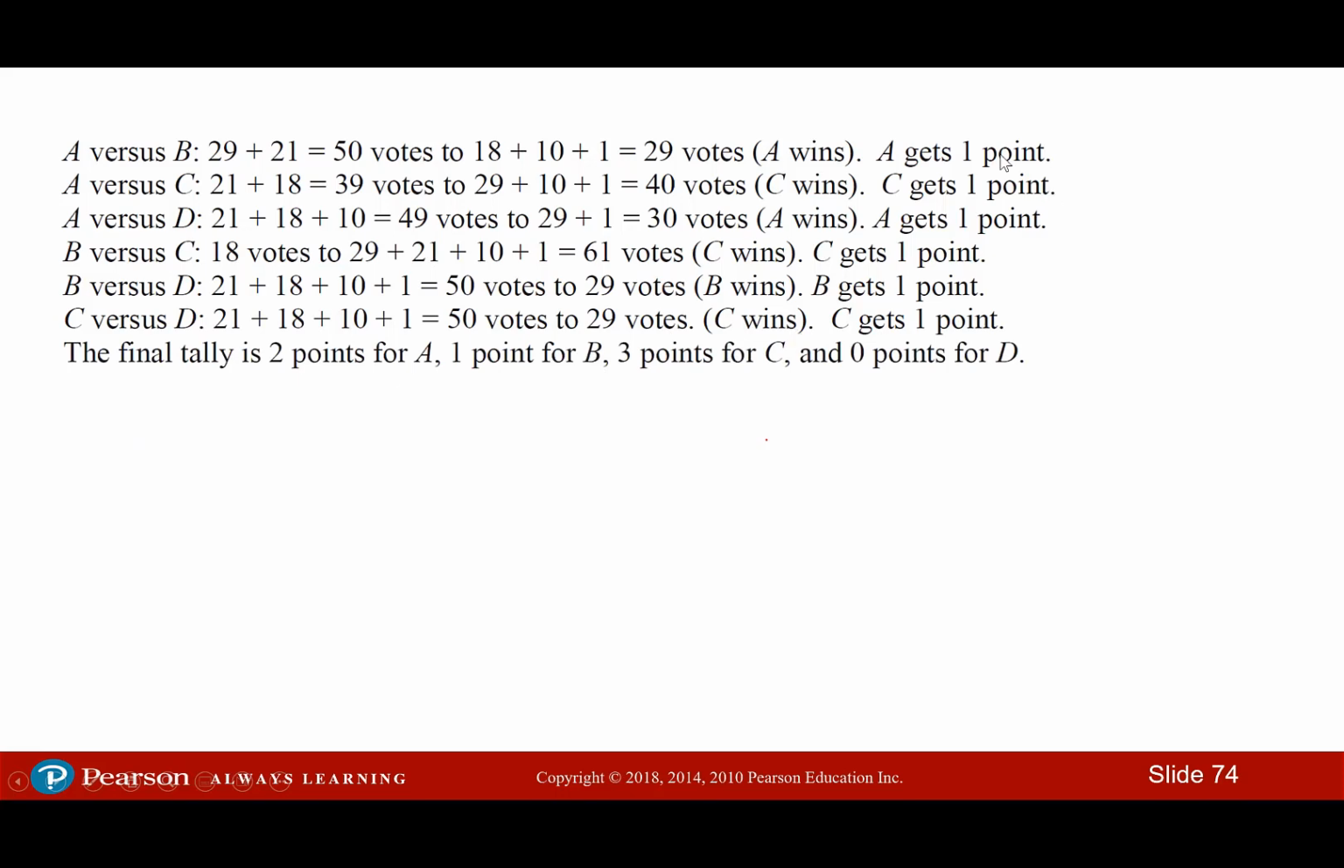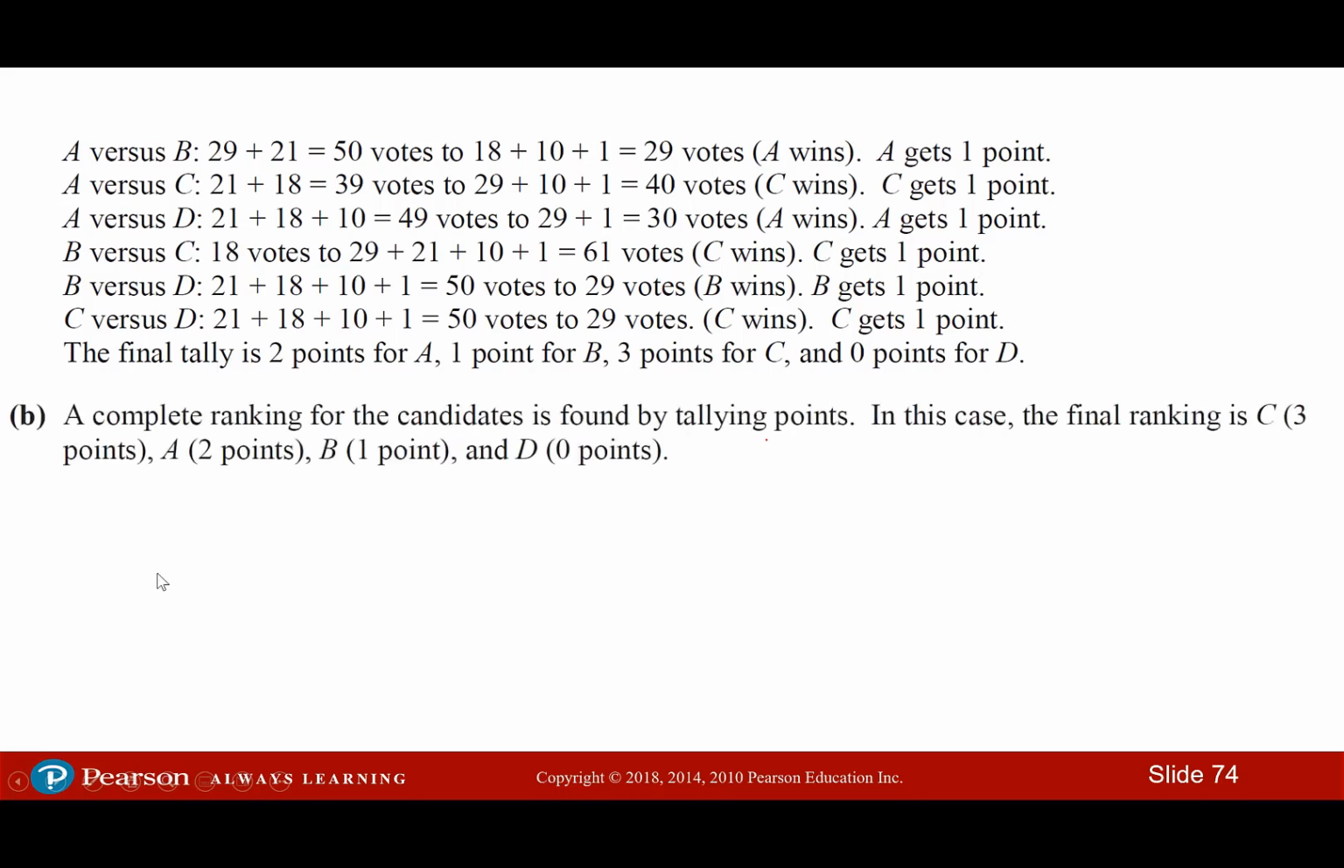So here are the point tallies as we calculate them up. It looks like A gets 2 points, there's 1 point for B, 3 points for C, and 0 points for D. C is the winner. Complete ranking: C goes first, A goes second, B gets 3rd place, and D winds up with 0 points for last. So again, that's the pairwise comparison method.